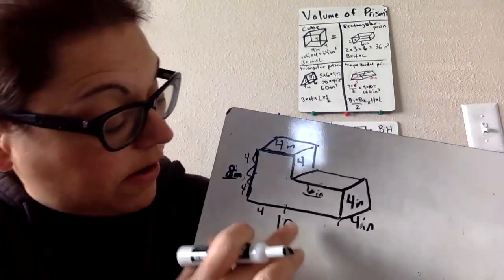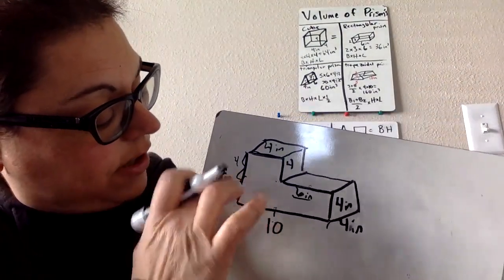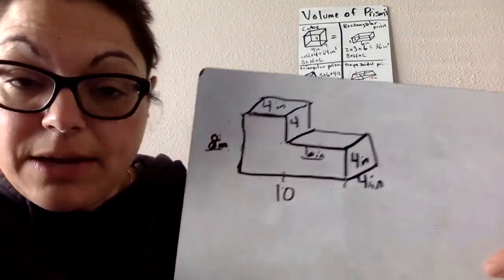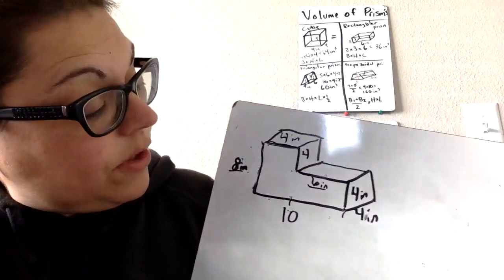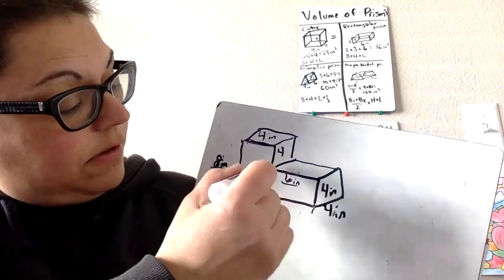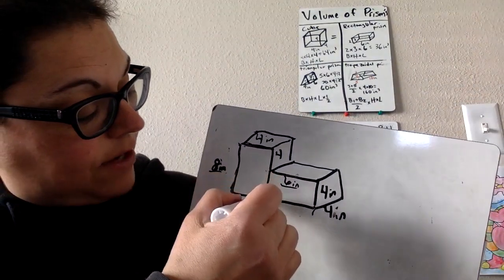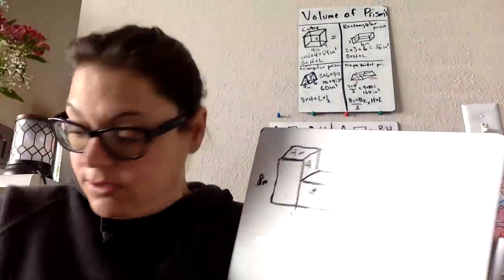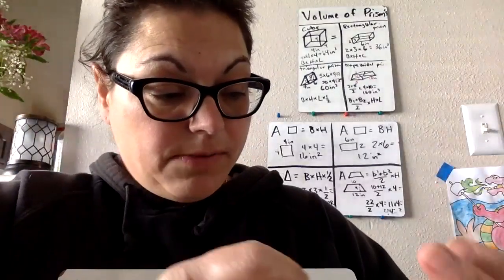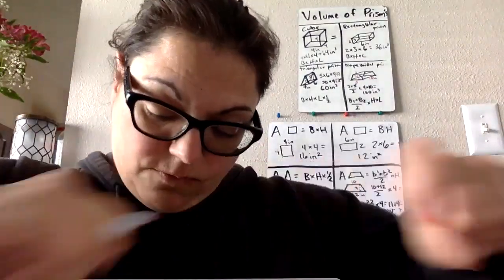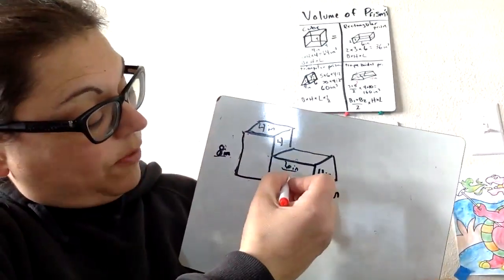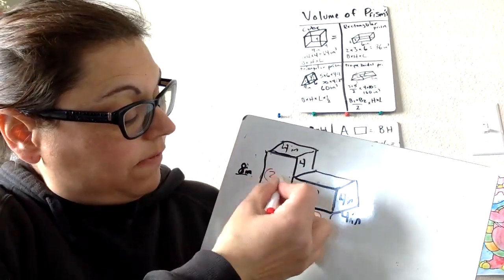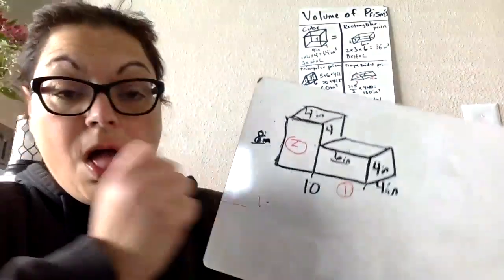So now we need to figure out how much volume this L-shaped prism is. We have it separated in half. I'm going to keep that line right there. We got to separate it. We'll make this one number 1 over here, and this one number 2 over here. Let's do 1 first.